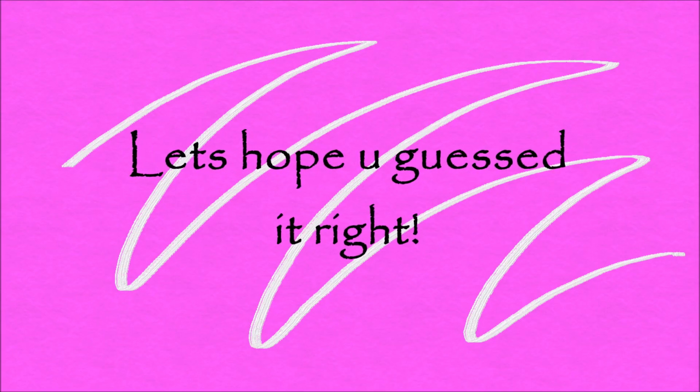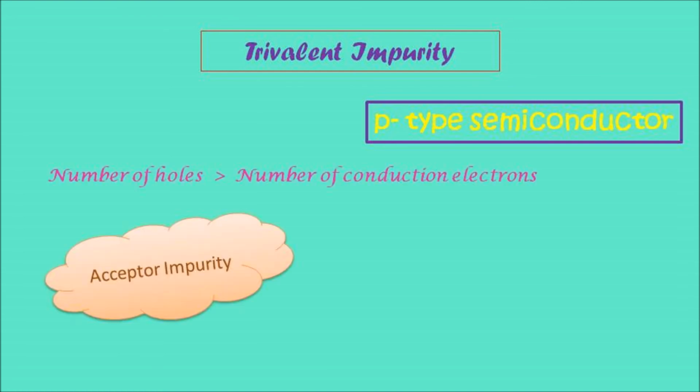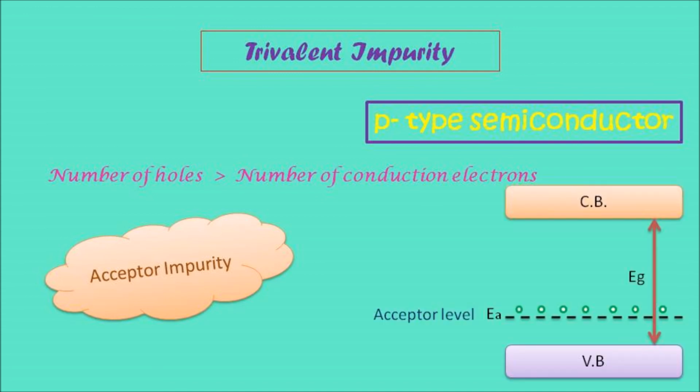Now, what if we added trivalent impurity? Well, you guessed it right. We will get a P-type semiconductor with more holes than conduction electrons. The impurity will be called an acceptor impurity, and the level created just above the valence band is the acceptor level. But this video is already pretty long, so my fellow brave warriors, I leave this mission to you.